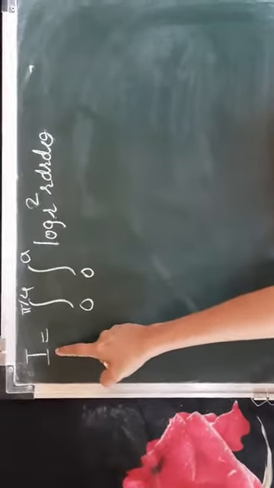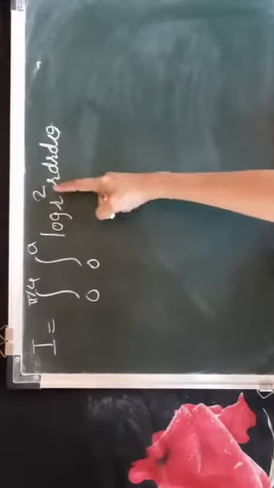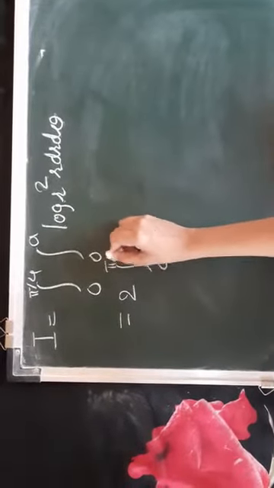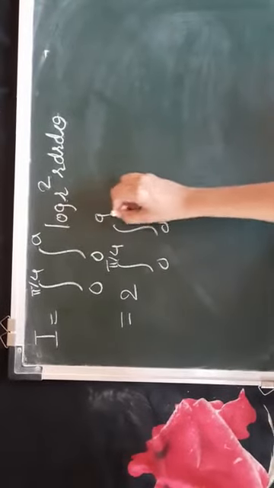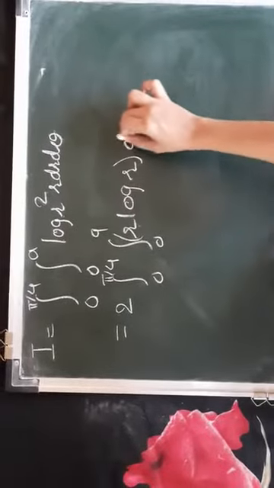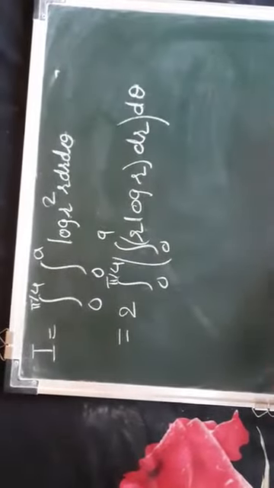So in part 1 we have already come to this part, log of r square into r. Log r square can be written as 2 log of r, so it is 2 times integral from 0 to pi by 4, 0 to a, log of r into r dr. Do this integration and then whatever is the answer, integrate with respect to theta.